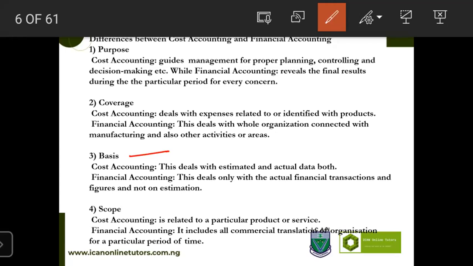That's how you will see it in the statement of financial position, or they will give you a trial balance for 2020. Whereas cost accounting will give you data for planning.